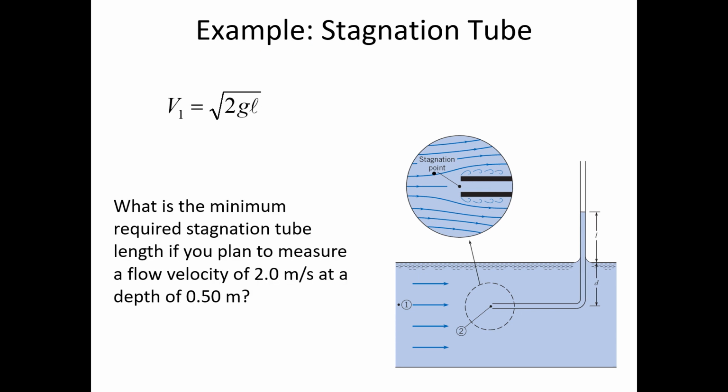All right. So let's use this equation to determine the minimum required stagnation tube length if you plan to measure a flow velocity of 2 meters per second at a depth of 0.5 meters. So let's just say the nub that's turned into the flow is just infinitesimally small. So we want to know, how long does the tube need to be if you're going to account for both the depth and the amount of rise that will occur if the fluid is going 2 meters per second. So let me pause for a second and allow you to calculate the minimum required length.